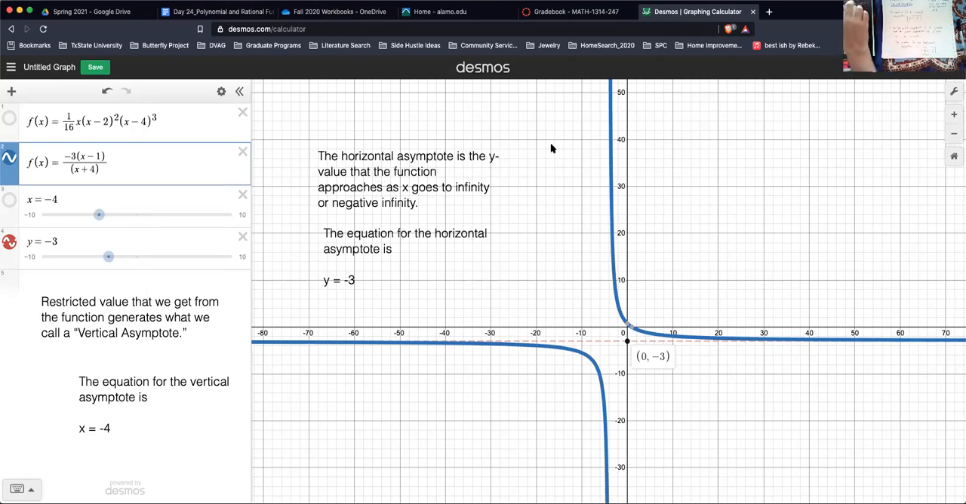But somehow that negative 3 is related to the equation that we've been given, right? In the same way that our vertical asymptote is related to the denominator of our function. Our denominator was x plus 4. If we were to set that equal to 0 and solve it, we could get our vertical asymptote. So what component of our function tells us something about the horizontal asymptote?